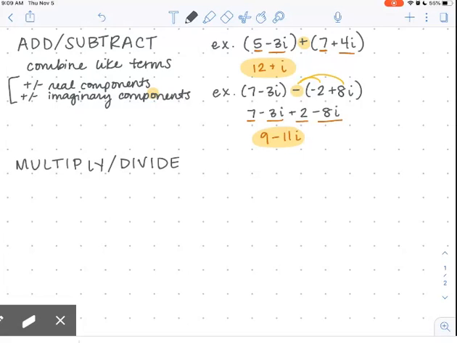So when we're multiplying, talk about multiplying first. When we're multiplying these complex numbers, we're going to treat them similar to how we would binomials or polynomials. And so we're going to be using distribution or FOIL in order to solve these. So if FOIL is the word you like to think of for that, you can write that down, or just the word distribute.